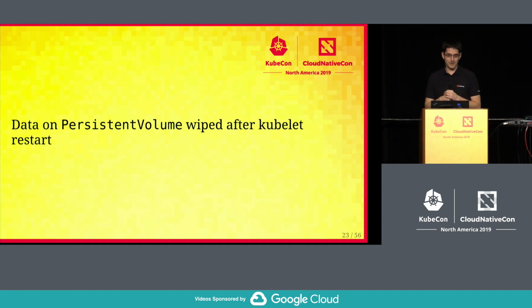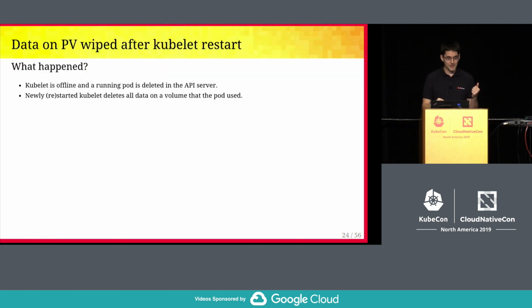And another case when a user lost some data was quite surprising, because basically they restarted Kubelet and they lost data on their volumes. What happened? The Kubelet got offline. In this case, it was due to a crash, but it doesn't really matter. It could be, for example, a Kubelet update. And at the same time, something deleted a pod on the API server. And the newly restarted Kubelet basically wiped out all the data on the volume of the pod that was just deleted.